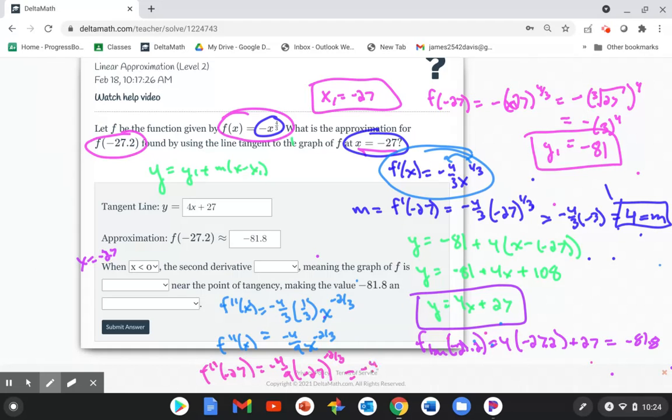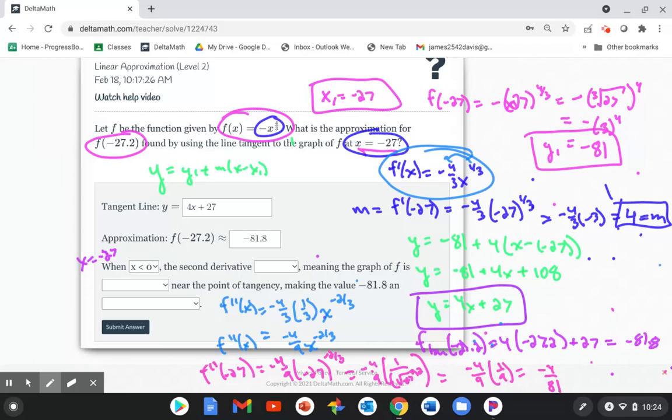So negative 4/9. Now this is a negative exponent, so it's actually 1 over the cube root of negative 27 squared. A lot happening there. All right. That would become negative 4/9. And then the cube root of negative 27 squared would be negative 3 squared, which would be positive 9. So that would be times 1/9, which would give us negative 4/81.